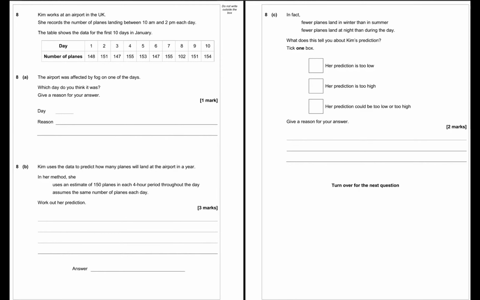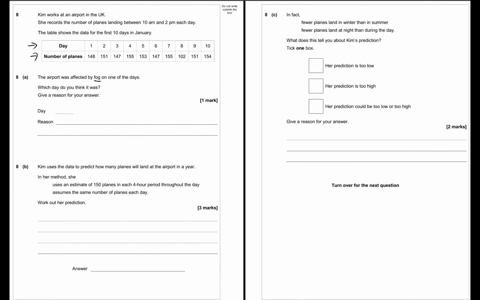Okay, question 8. Kim works at an airport in the UK. She records the number of planes landing between 10 AM and 2 PM each day. The table shows the date of the first 10 days in January. So we've got day, number of planes. 8a. The airport was affected by fog on one of the days. Which day do you think it was? Give a reason for your answer.